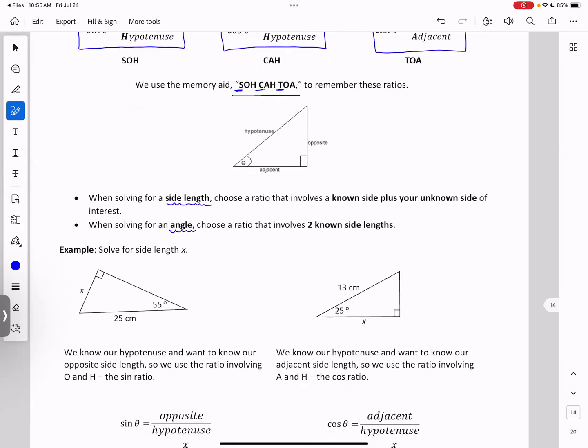So for example, here we're asked to solve for side length x. We've been given this 55 degrees, so that's our target angle. And relative to that angle, x is our opposite side, and this 25 is our hypotenuse. So we know our hypotenuse, we want to know our opposite, so we're looking for a ratio that involves an O and an H. And so looking at SOHCAHTOA, we see that that is the sine ratio.